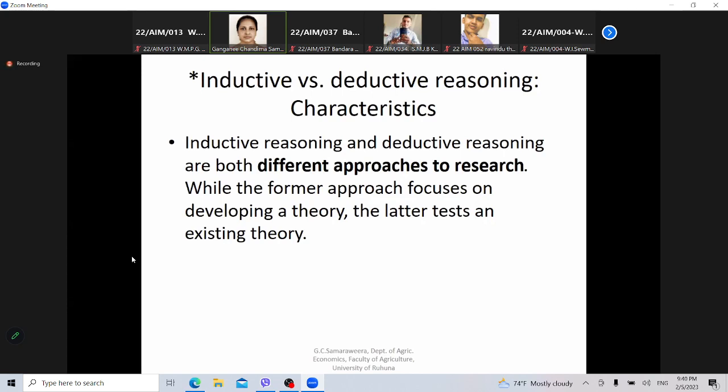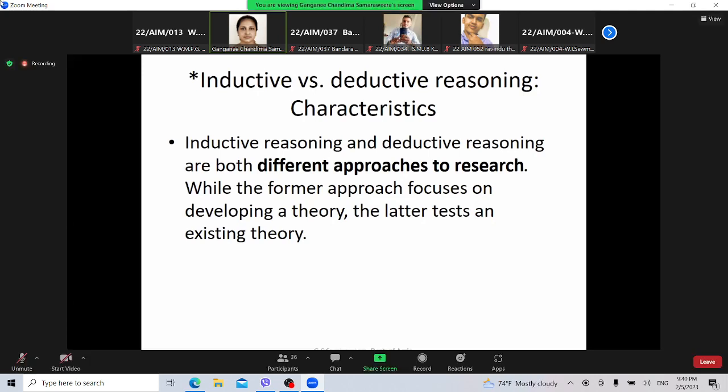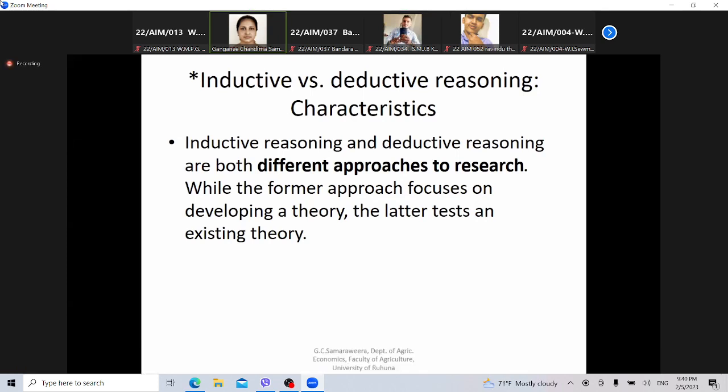Then deductive tests the theory. I think the name also implies the meaning. Inductive: we are focused on developing induction, introducing a theory, developing a theory. But the first one is testing, deductive. The word gives you a meaning. In deductive reasoning, we are testing the existing theory, deduction.